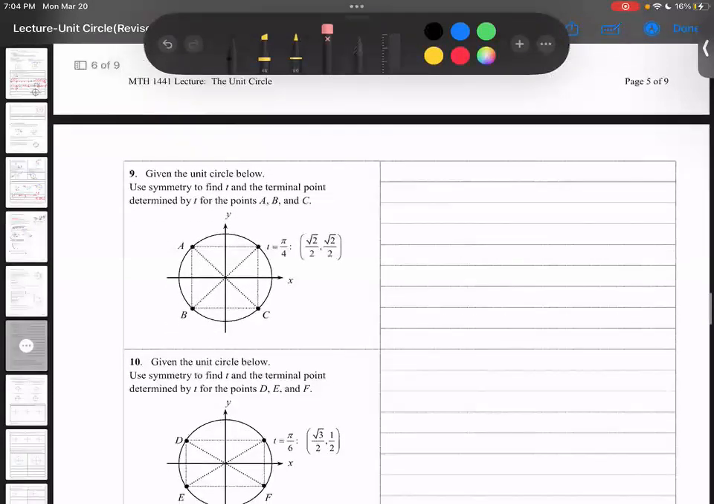All right, let's do number 9. Given the unit circle below, use symmetry to find t and the terminal point determined by t for the points A, B, and C. Given t equal pi over 4, the point right there is √2/2, √2/2. I want to find A, B, and C.